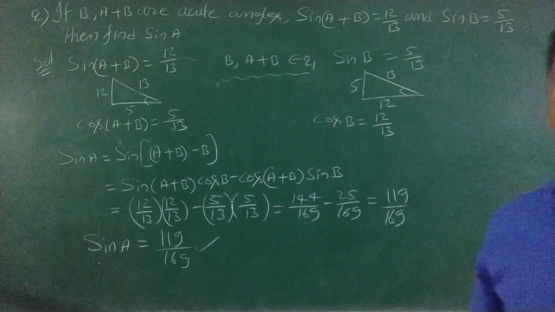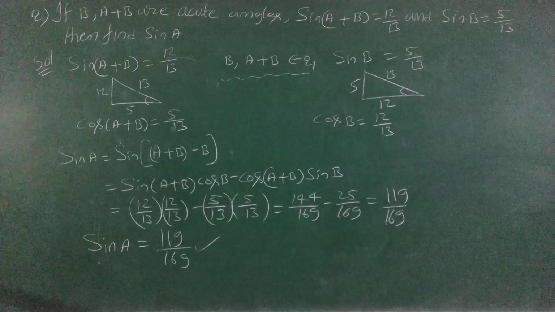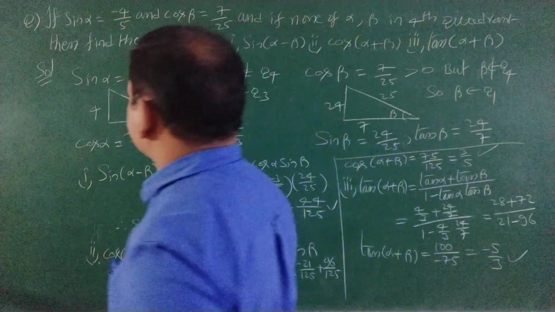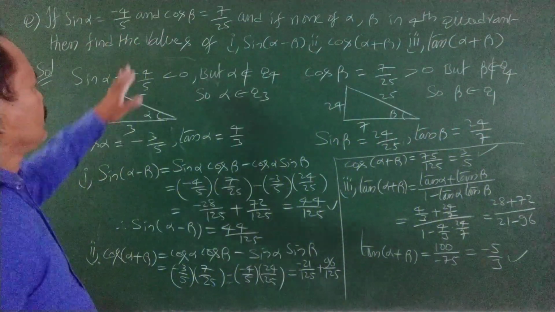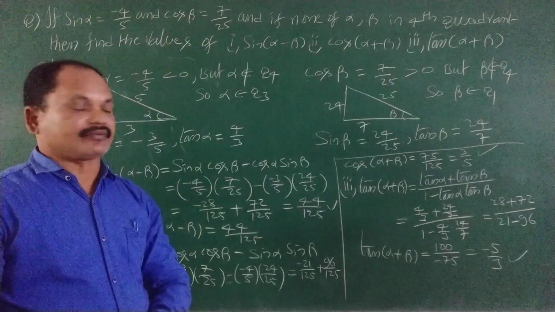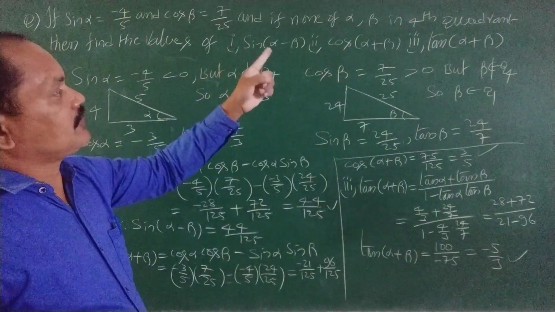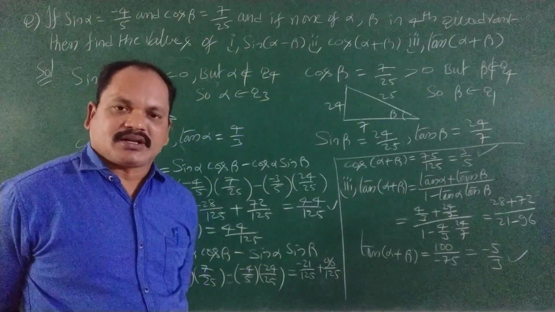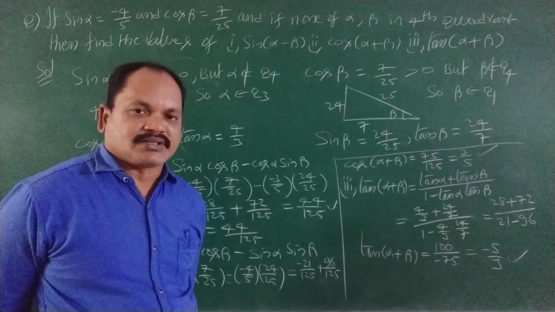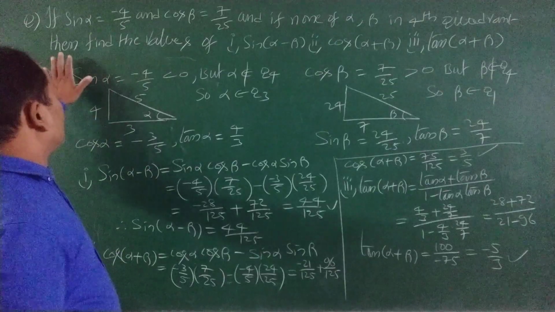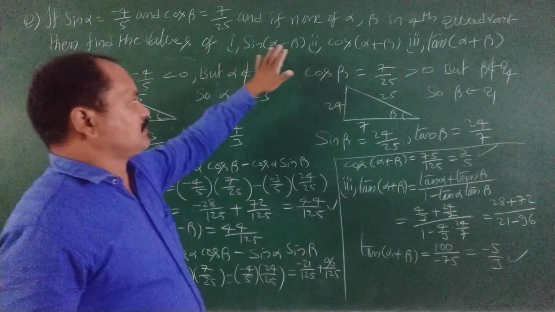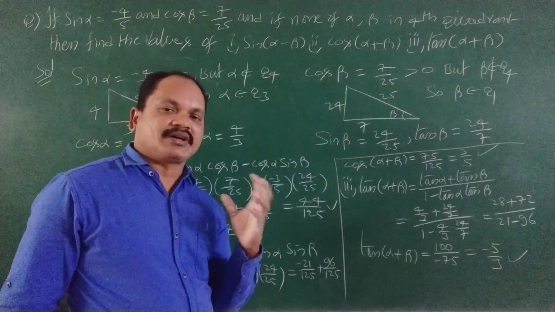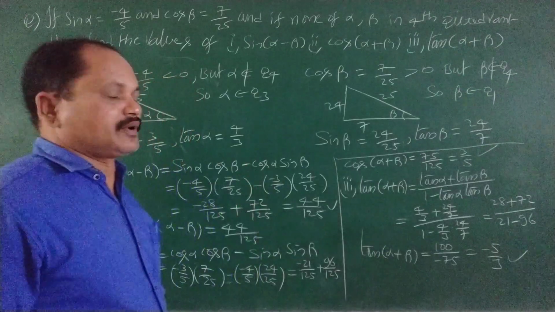Now we are going to one more question. If sin alpha is equal to minus 4 by 5 and cos beta is equal to 7 by 25, and if neither alpha nor beta is in the fourth quadrant, that means alpha does not belong to Q4, beta also does not belong to Q4, that is the given condition. Then find the values of sin(alpha-beta), cos(alpha+beta), tan(alpha+beta). Compound angles of sin, cos, tan we have to find.